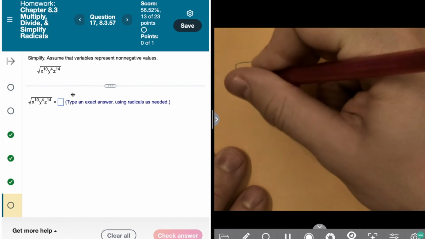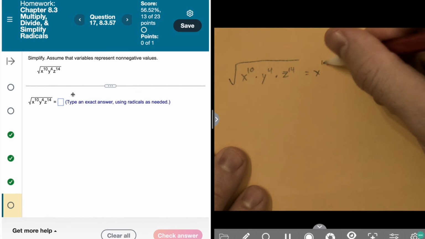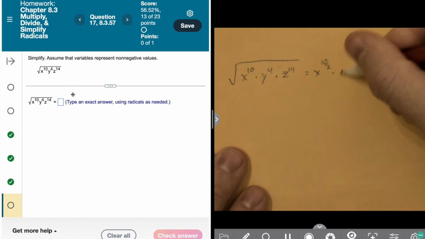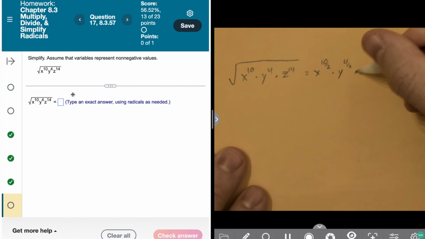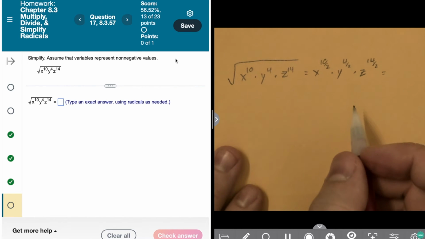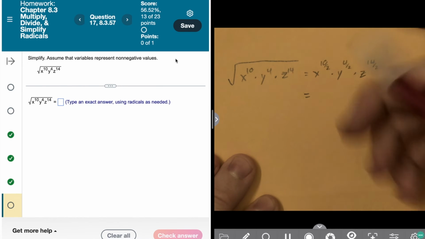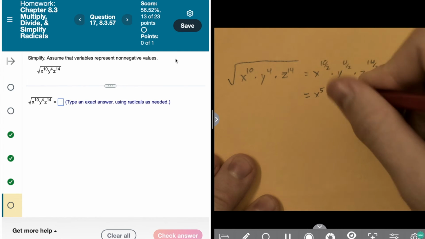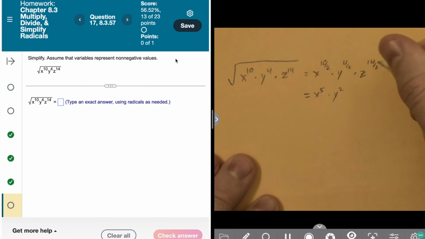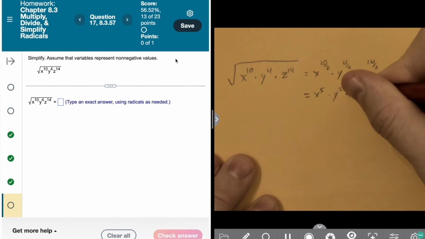And remember that this square root is an exponent of 1/2. So we've got x to the 10/2 times y to the 4/2 times z to the 14/2. And it also says we can assume that they are all non-negative, so we don't need to worry about any absolute values around them. But well, 10 over 2 is 5, 4 over 2 is 2, and 14 over 2 is 7. And there we go.